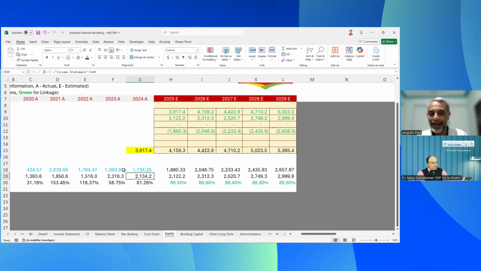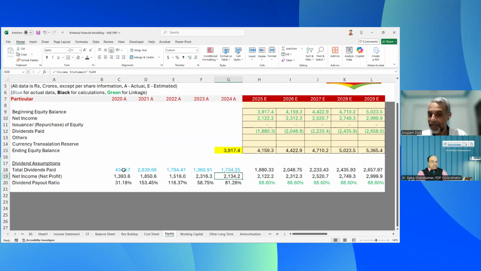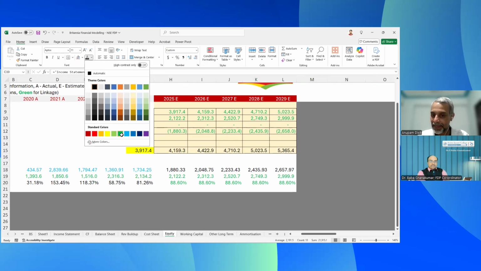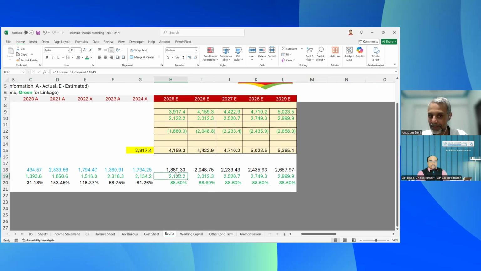Then we have gone back to our income statement. This is also a linked value, I'm sorry, this value should have been in green color. This value is coming from our income statement, right? And this is the derived value. What would be the dividend next year? The dividend next year would be 88% of 2122, which is the profit next year. That is the dividend, 1888, right?